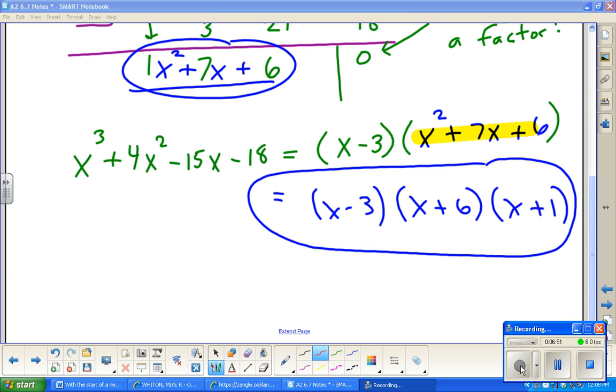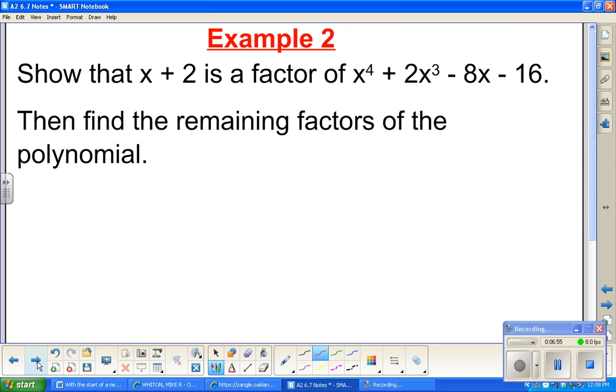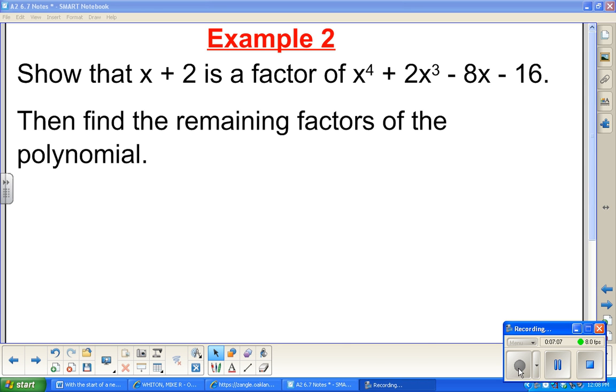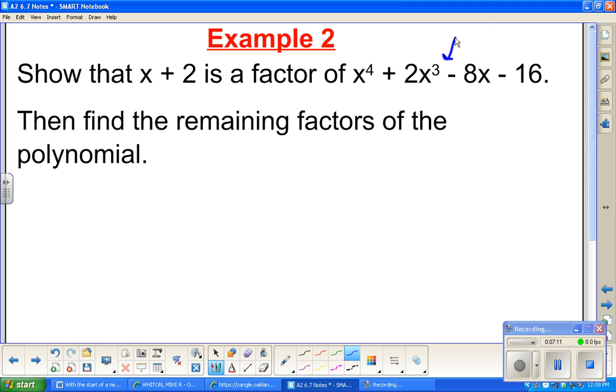Okay, so let's try a similar one like that. Same process. First start out by doing the division, and then we'll worry about the remaining factors afterwards. Hopefully we notice that there is no x squared term, so after the 2, before the negative 8, we have to put in a plus 0 for the x squared. Make sure you have that 0 in when you do your synthetic.